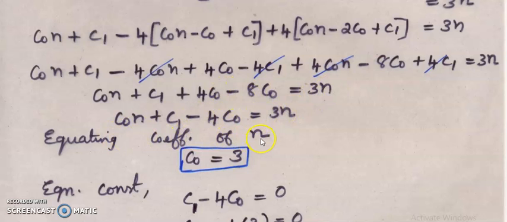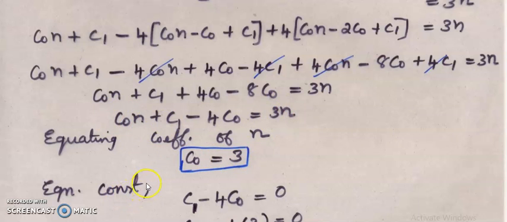Now equating the coefficient of n. So to find c0 and c1, we equate it. Coefficient of n in LHS, you have c0. Coefficient of n in RHS is 3. So c0 is equal to 3. So equating the coefficient of n, only one term contains n. Therefore c0 is equal to the RHS coefficient of n, which is 3.